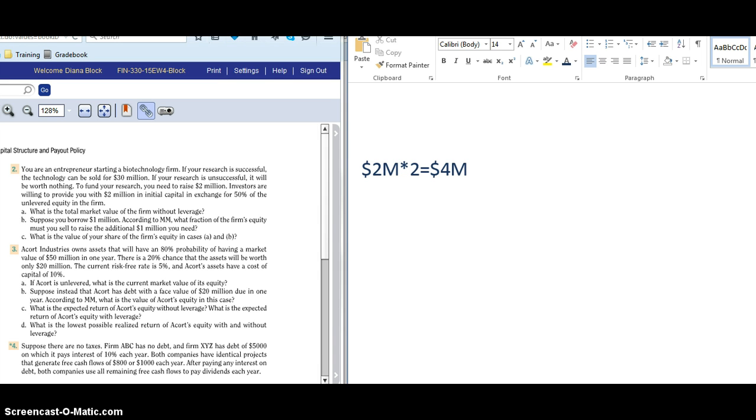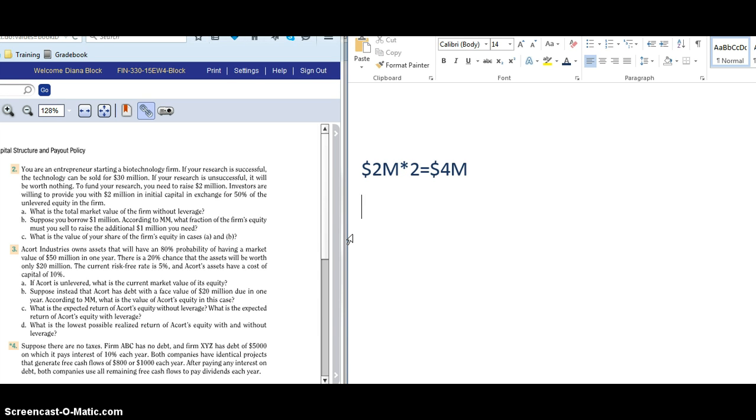Now in part B, it says, suppose we're going to borrow $1 million. According to MM, what fraction of the firm's equity would we have to sell in order to raise the additional $1 million that we need? Okay, so MM says the total value of the firm is still going to be $4 million. That's still the total value of the firm. We're just going to have $1 million in debt, and then the other $3 million will be equity.